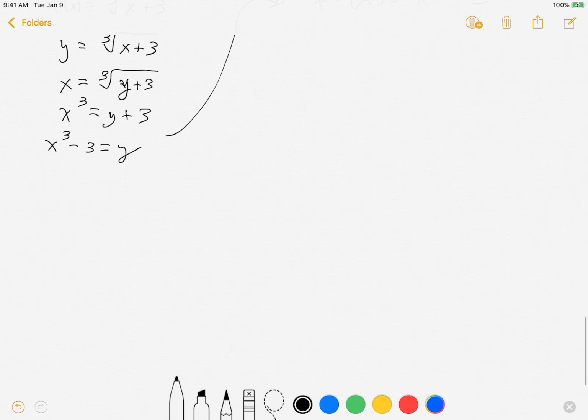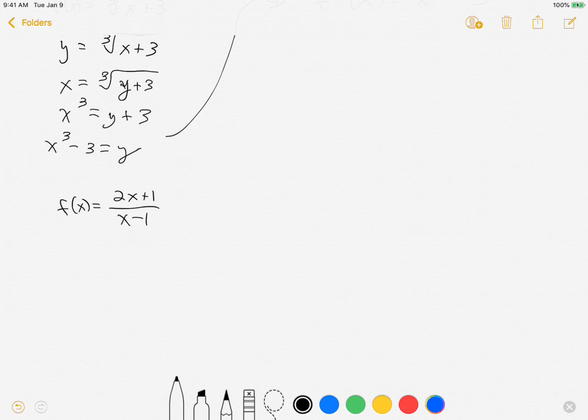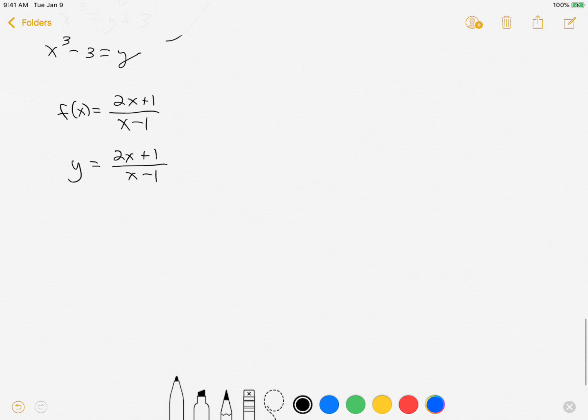Okay, let's do another example. Let's do f of x equals (2x plus 1) over (x minus 1). This one's a little bit harder to solve for y. Okay, step 2, we've already changed f of x to y. Step 2 is switch all x and y. That literally means every single x becomes a y. So we have to change both those guys to y.